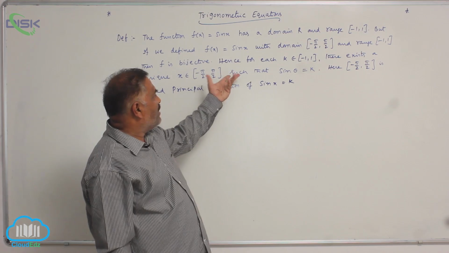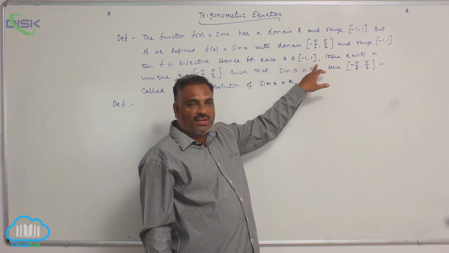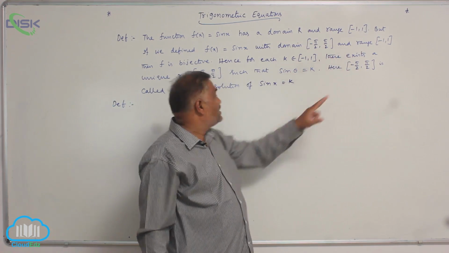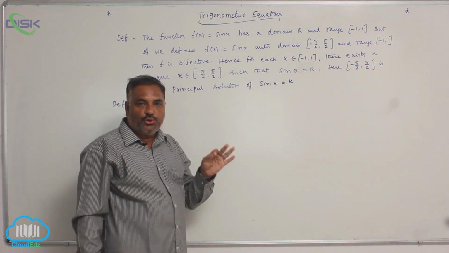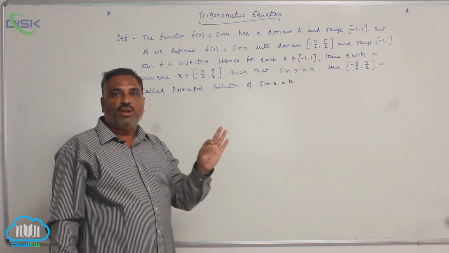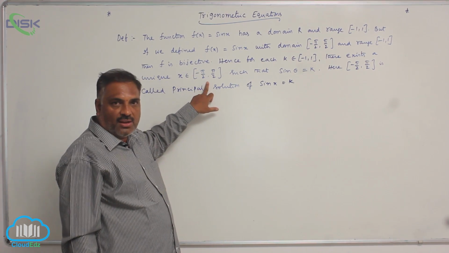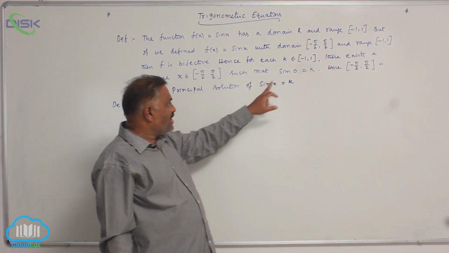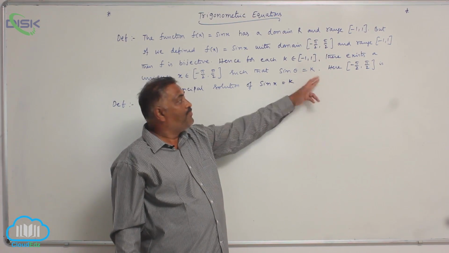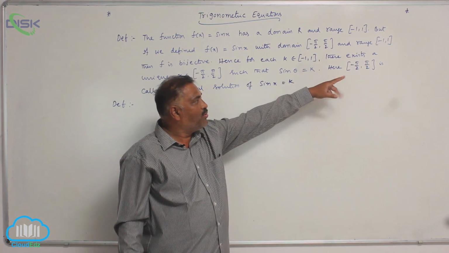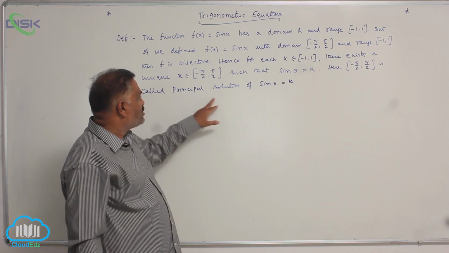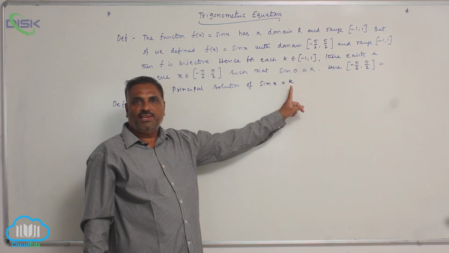Now, for every k belonging to [-1, 1], if there exists a unique, all of you know the meaning of unique. Unique means one and only one. One and only one x belonging to the bijective domain of sin x, such that sin x is equal to k, then [-π/2, π/2] is called the principal solution of sin x is equal to k.